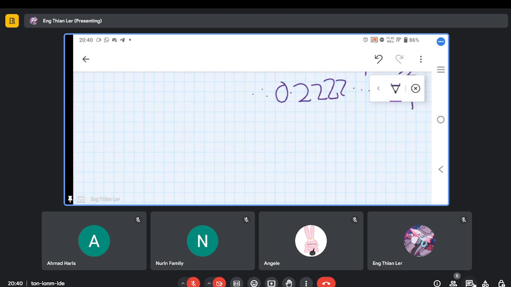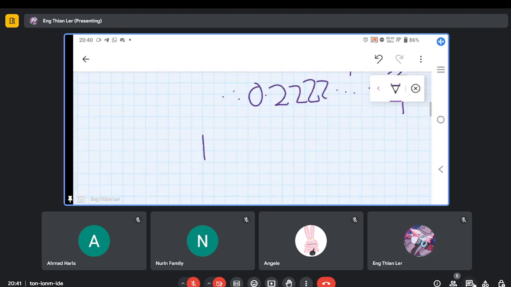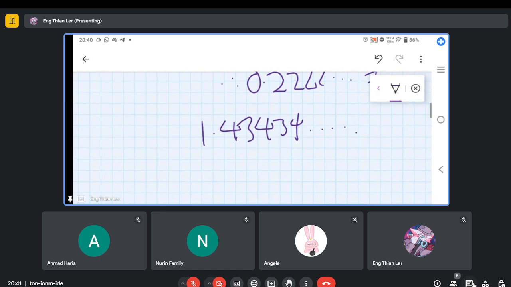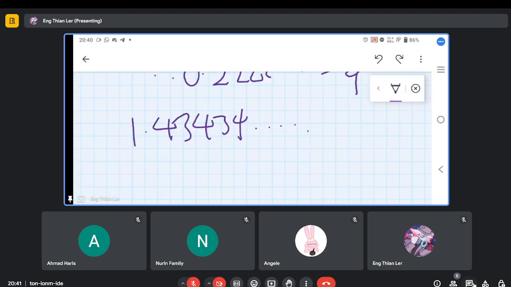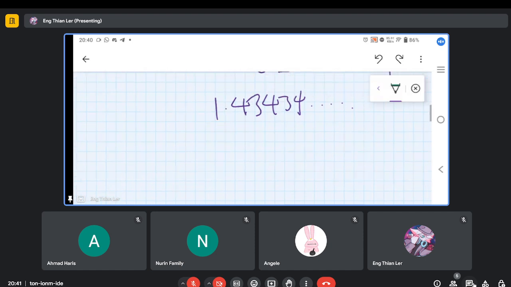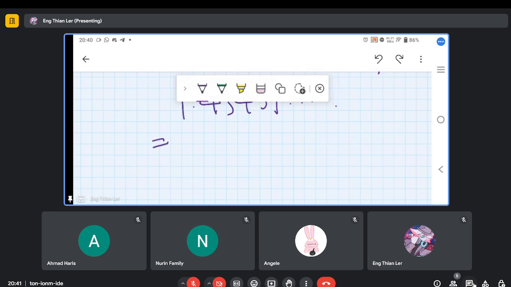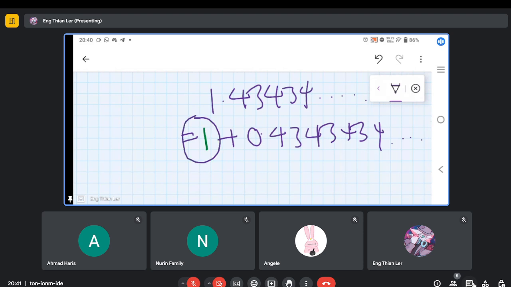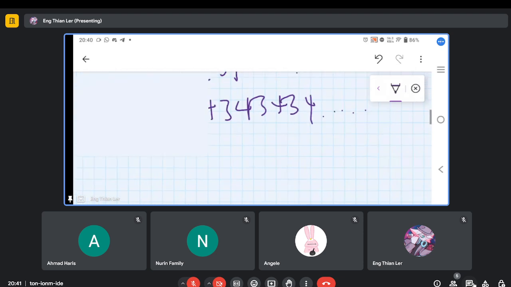But what if this case, 1.43434 repeating? What do we do? Look at the 1 here. We cannot just multiply by 10, right? Because it will mess up the 1. So we're going to separate the 1 and the 43434. So what we can do is write this as 1 plus 0.43434 repeating. So now we ignore the 1 first. We need to add it back, we don't forget the 1.